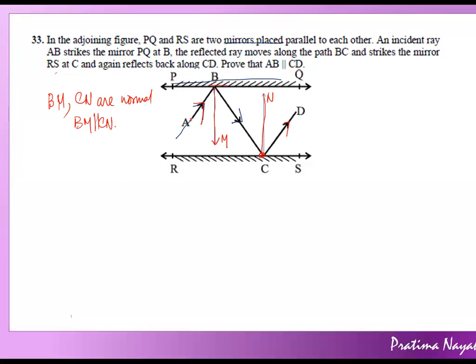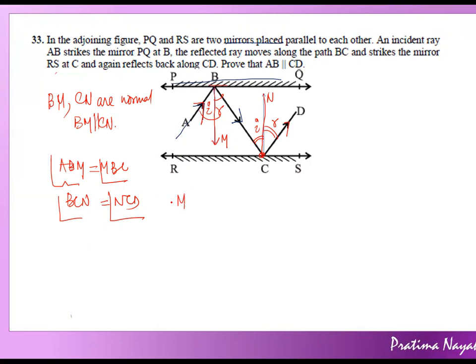So let us make the angle now. First I am writing angle ABM, known as angle of incidence. This is same as angle of reflection, MBC. ABM is equal to MBC. Next, in the same way, BCN is equal to NCD. Same logic. Here this is angle of incidence, angle of reflection. These are equal.